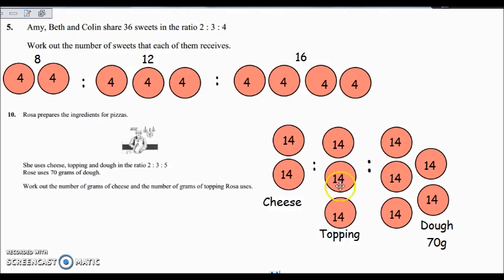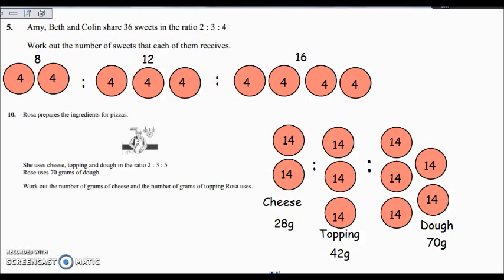And then you can add up the other two. So for the topping, these 3 here, 3 14s are going to add up to 42 grams. And then for the cheese, you've just got to add up 2 lots of 14, which is 28 grams. Okay? Hopefully you got those right.